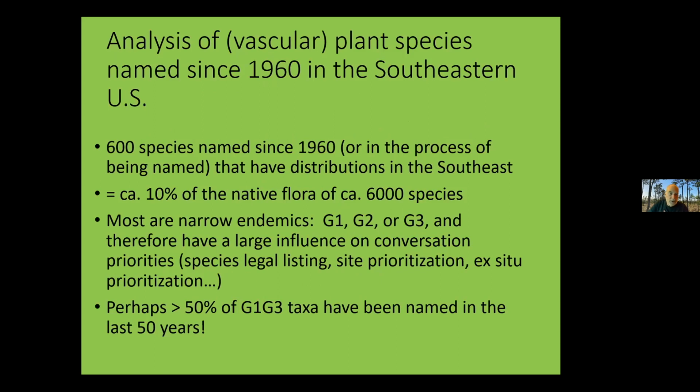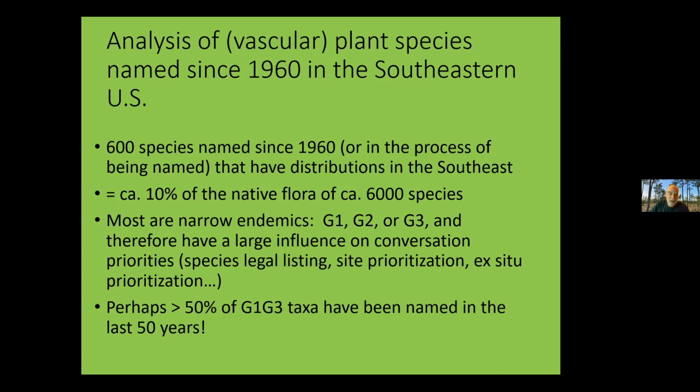Okay, so I'm going to turn to a slightly different subject and start working towards talking about the tools. So the level of taxonomic change, the description of new species, is larger than most people think in Eastern North America. We are very actively still finding and describing new species, and they aren't all sedges. Some of them are rhododendrons and orchids and so forth.